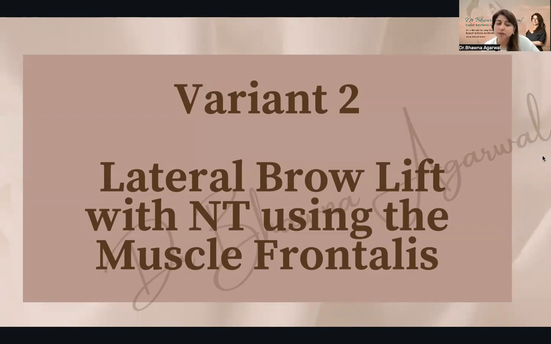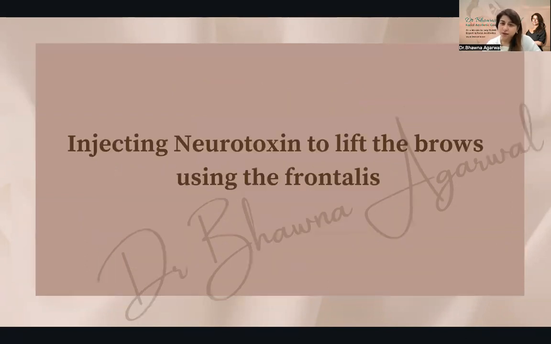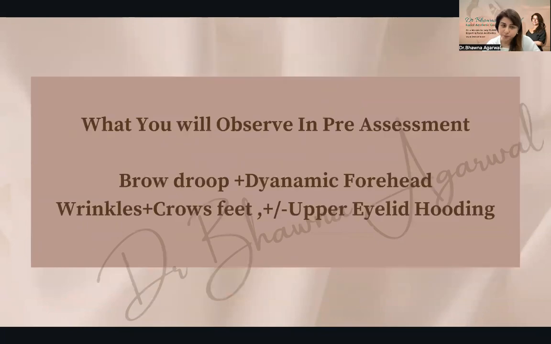Now, this is the second variant that we are discussing in this video, which is the lateral brow lift with the neurotoxin using the muscle frontalis, which means that you will inject the neurotoxin to lift the eyebrows using the muscle frontalis. In the pre-assessment, you will observe that besides a brow droop, which may or may not be associated with upper eyelid hooding, there might be some dynamic forehead wrinkles, horizontal and vertical. There might be presence of crow's feet, etc., around those areas.